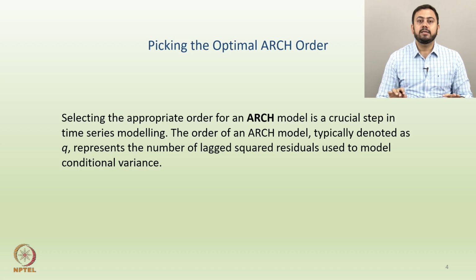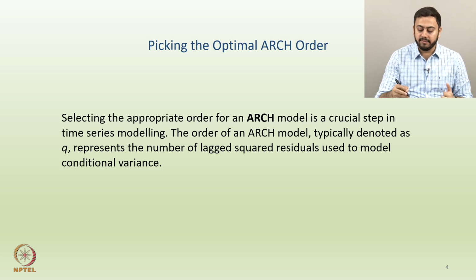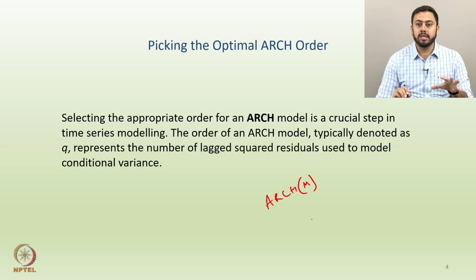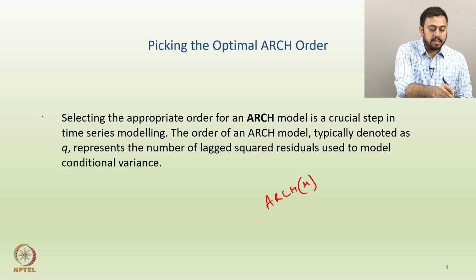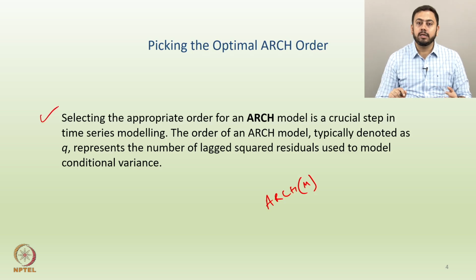Now the next section is again important: how can one pick the optimal ARCH order? Let me briefly go back to the last session, where we discussed a general ARCH model with order m. The question is how exactly you pick this order optimally. Would you say the ARCH(1) model is the best, or ARCH(2), or ARCH(3)? There has to be some yardstick to pick this general order m. Selecting the appropriate order for an ARCH model is a very crucial step in time series modeling.